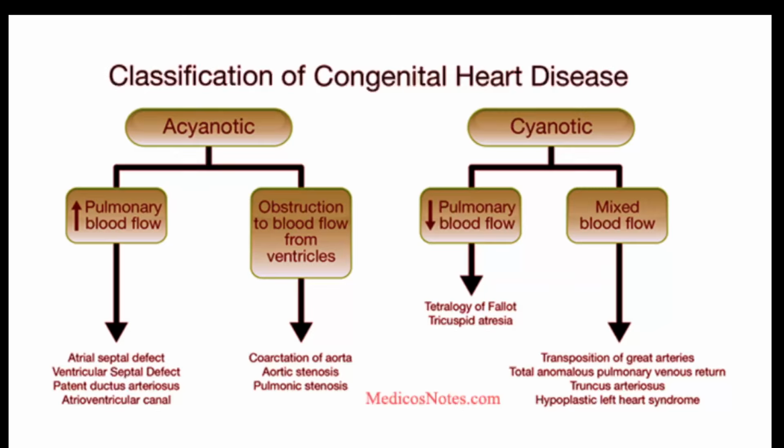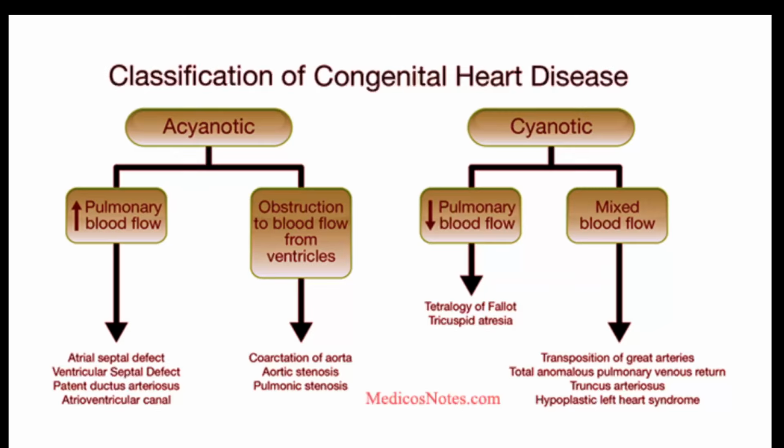And then those with mixed blood flows are essentially those where you have systemic blood and pulmonary blood going in the wrong directions. And this happens most importantly in a transposition of the great arteries or the great vessels, where the aorta comes off the right ventricle and the pulmonary artery comes off the left.